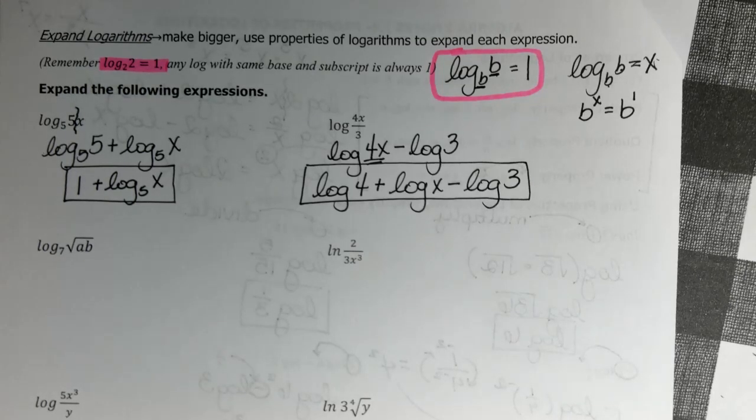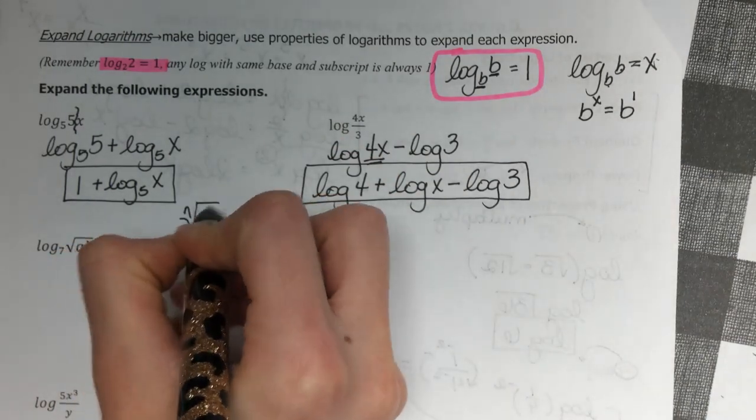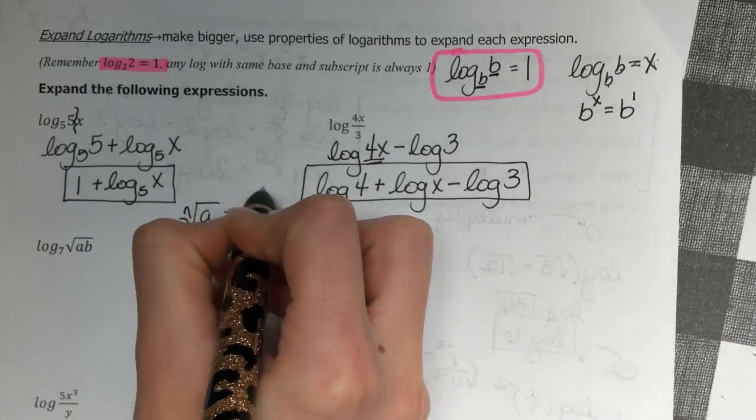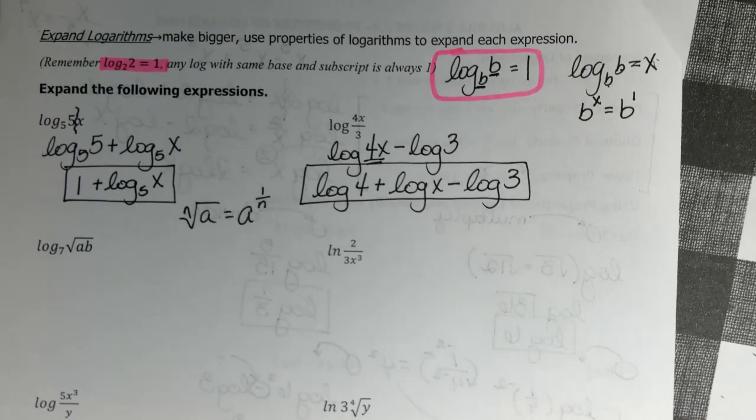Do y'all understand that? Okay. So then I've got log base 7 of the square root of AB. Okay? Back in our exponent chapter, we had the nth root of a could be written as a to the 1 over n. Okay, so if I have the square root of a, that's a to the 1/2. If I have the fifth root of a, that's a to the 1/5.